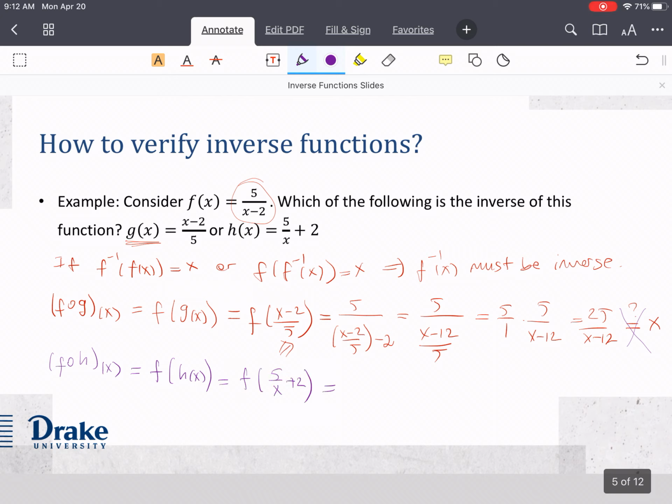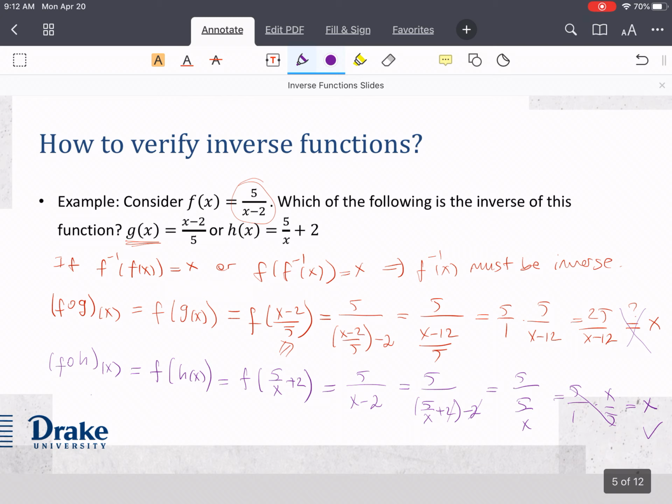And then I'm going to go ahead and replace that into the x of the function f. So 5 over x minus 2. Then you get 5 over x plus 2 minus 2. And then you realize the 2's will cancel, so 5 over x. You flip it, 5 over 1 times x over 5. And then the result ends up being x.